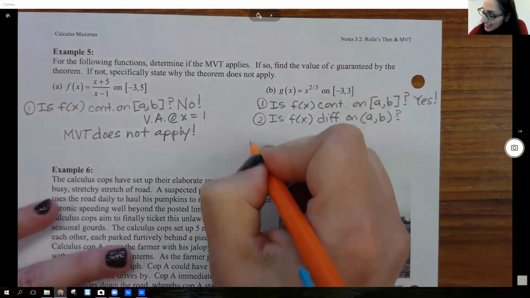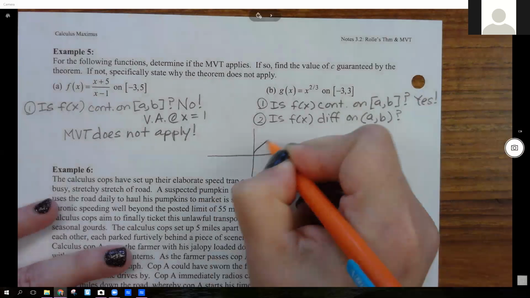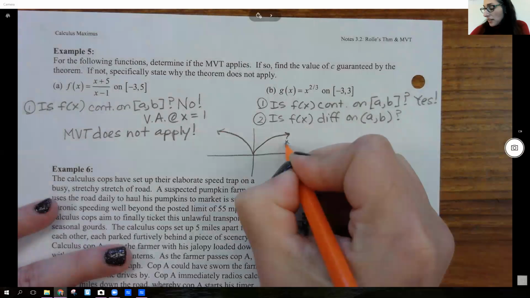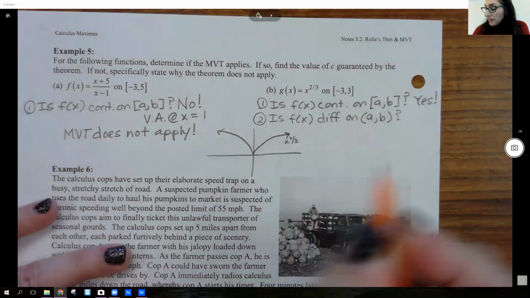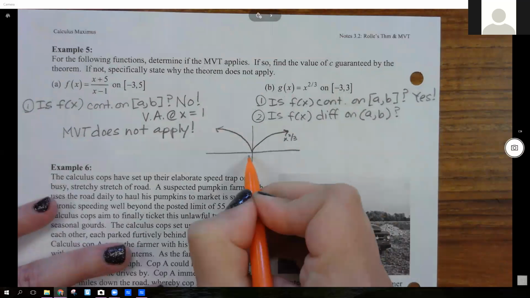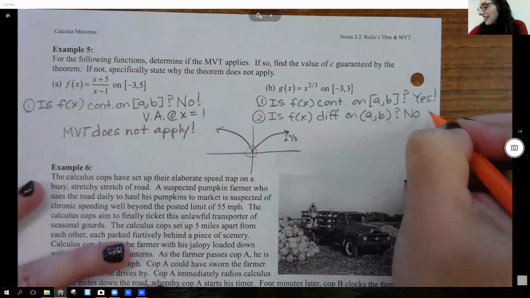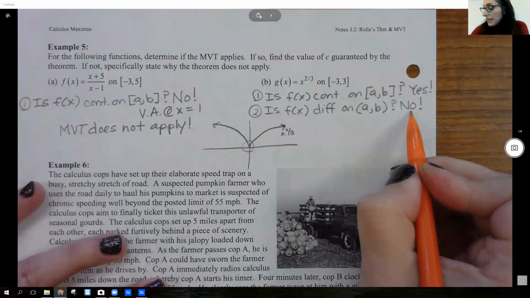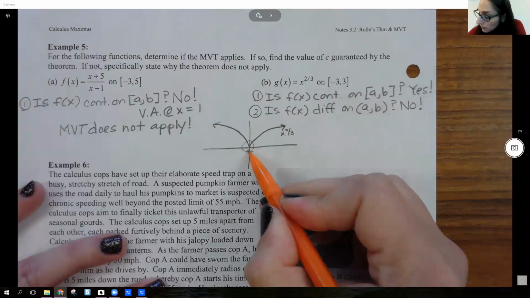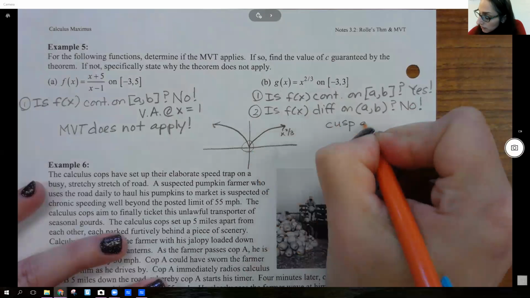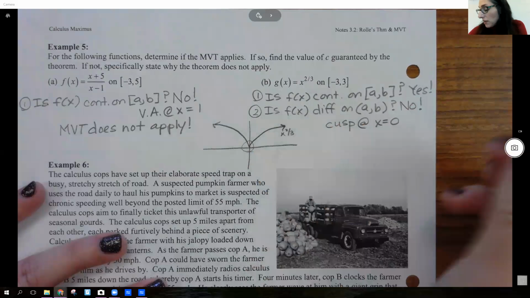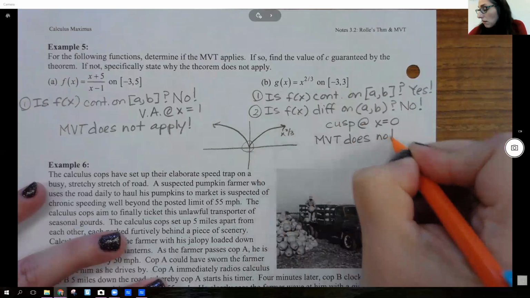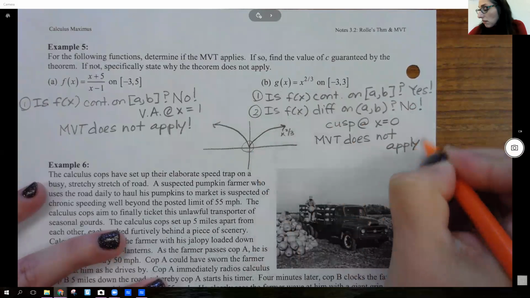X to the 2/3 has that cusp problem. If you graph x to the 2/3, that's what you see. All right. I knew that. I was just testing to see if... Of course you did. Exactly. Making me a better teacher. So the answer is no, not differentiable at 0. Cusps at 0, MVT does not apply. Okay.